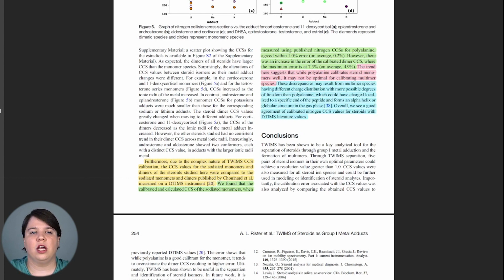In blue here, I'm talking about what it means. So I'm giving more discussion and context within the field for why this could be happening and what it means for the field going forward. I always end with the conclusion sentence of my general findings. In this case, I'm saying that overall our CCSs were in good agreement. However, the dimers are going to be in higher error compared to the monomers.